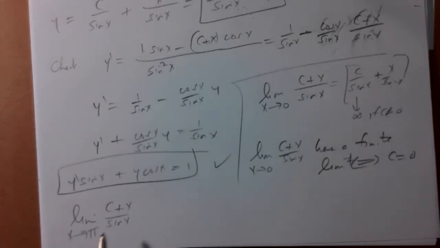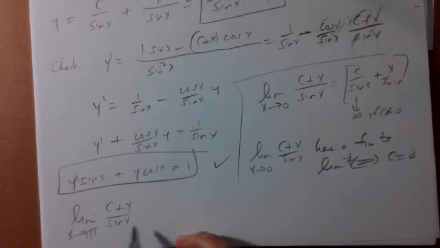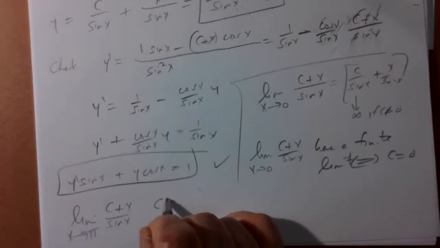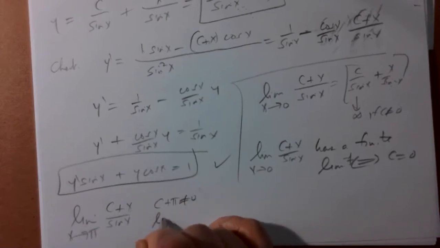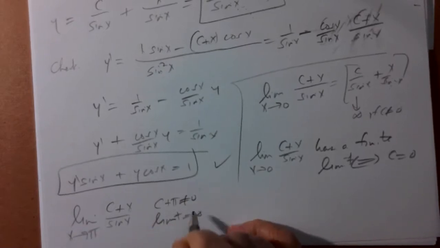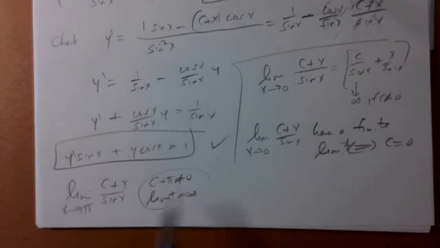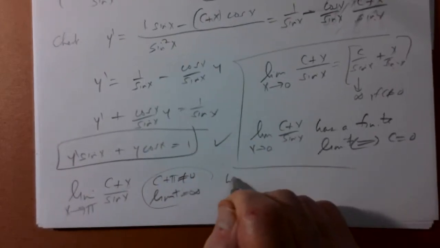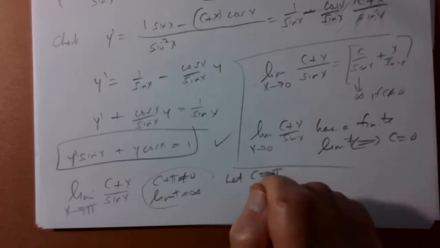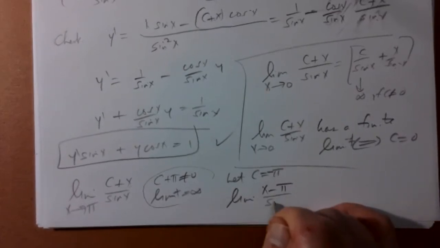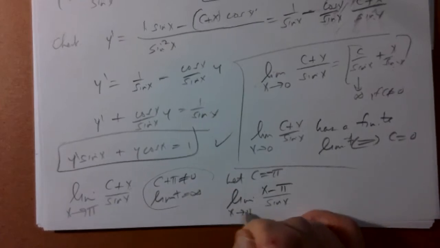The denominator is going to 0, the numerator is only going to 0 if c is different from pi. So if c plus pi is not equal to 0, the limit is infinite. This goes to c plus pi, this goes to 0. So the only way this limit can be finite is if c is equal to minus pi. And what is the limit of x minus pi over sine x as x goes to pi?